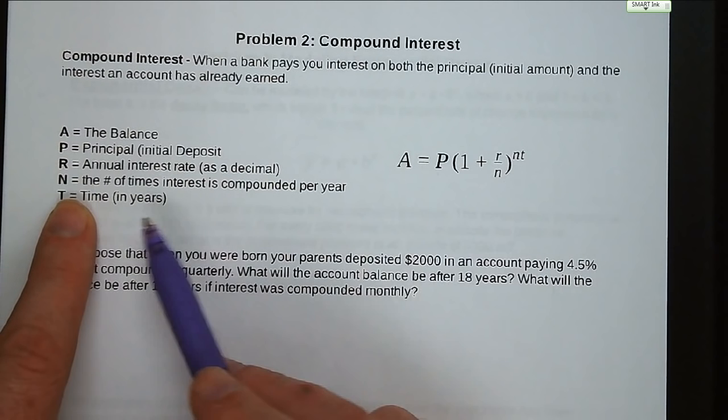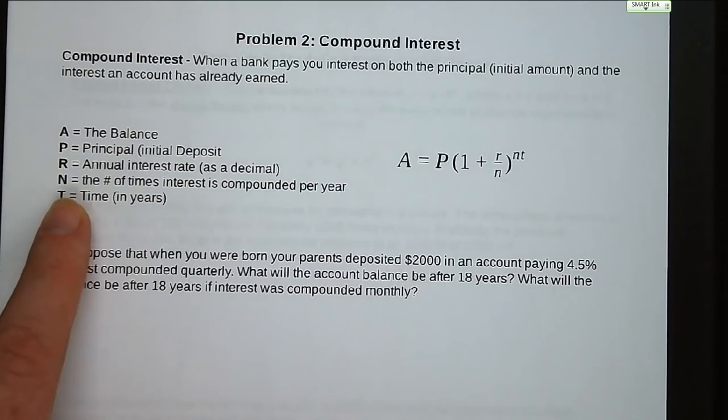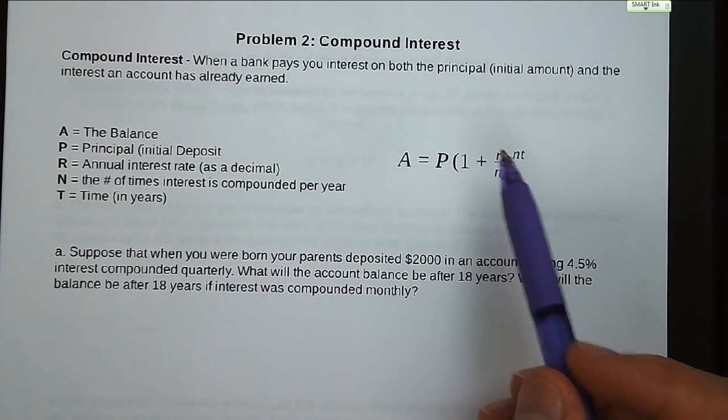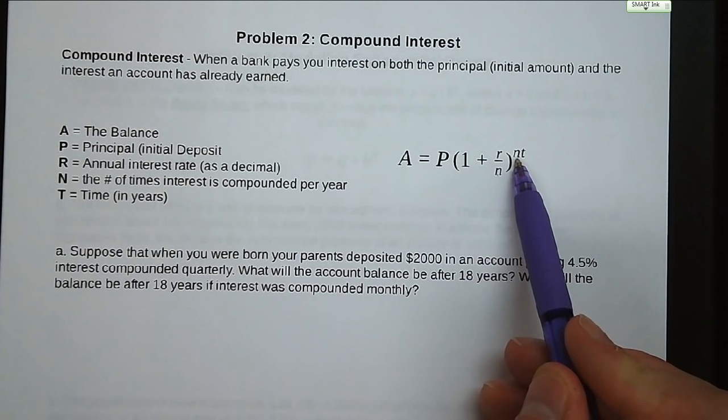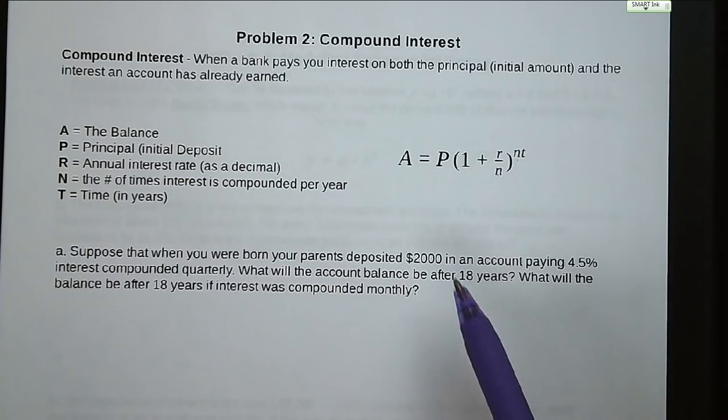N is the number of times interest is compounded per year. How many times are they actually going to add the interest in? So that goes there and there. And then T is the time in years. How long has this passed?